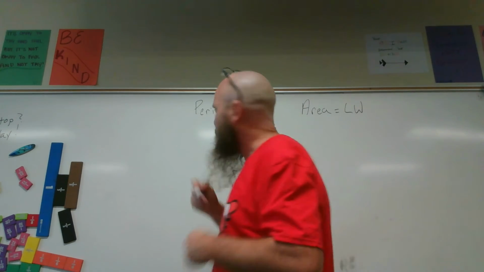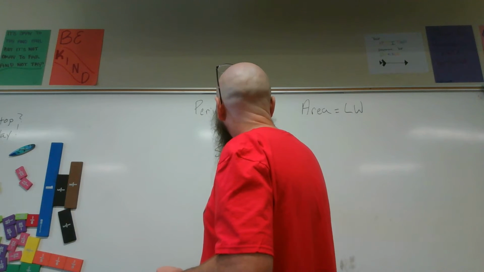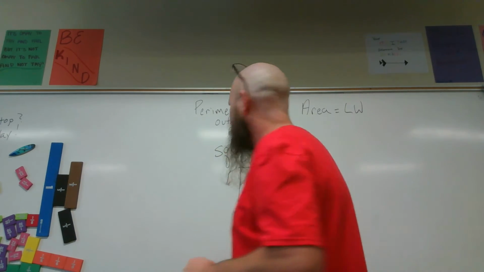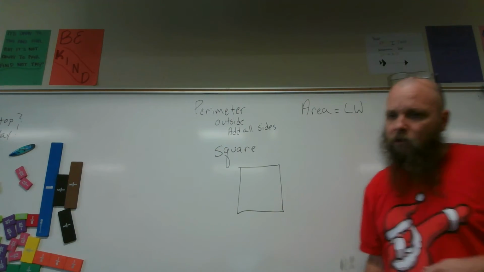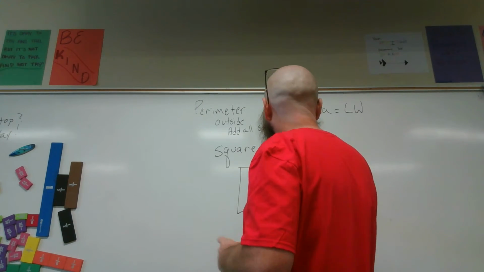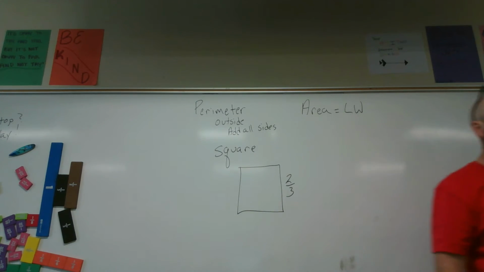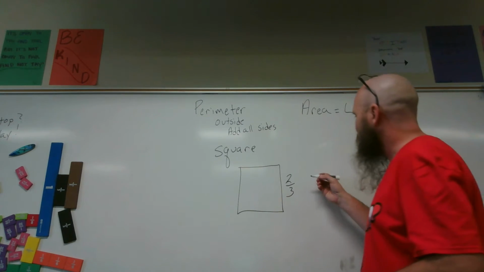So let's look at a square that looks like this. And we'll pretend Mr. McMurdo can draw a square. And we'll say that the length of that side of the square is 2/3 of a foot.